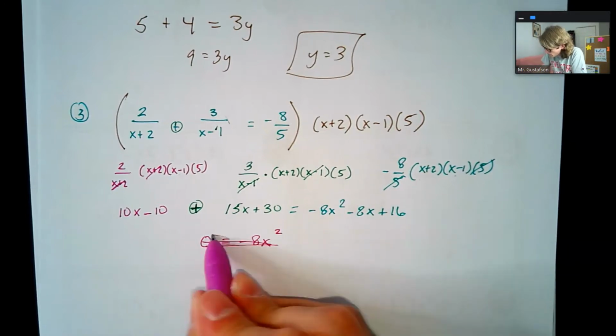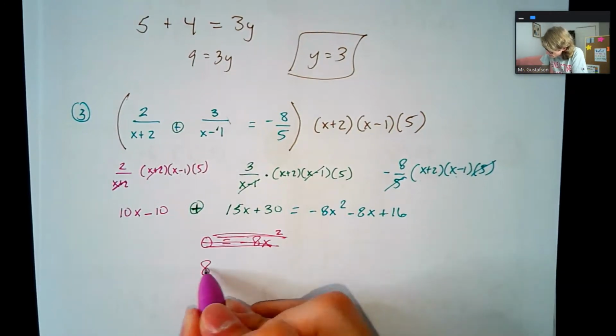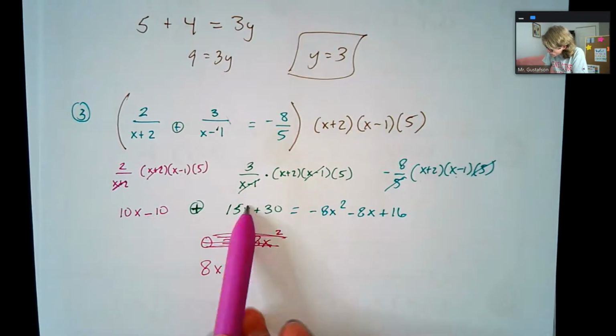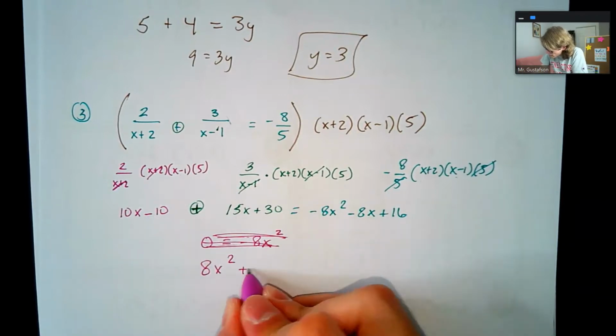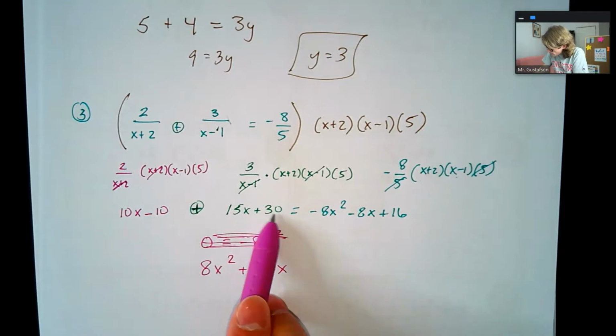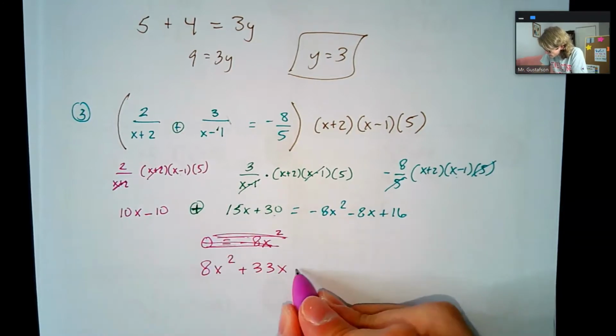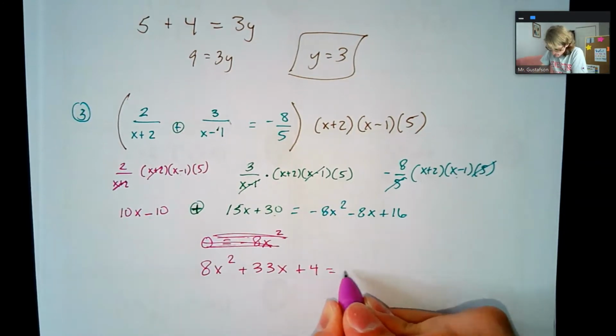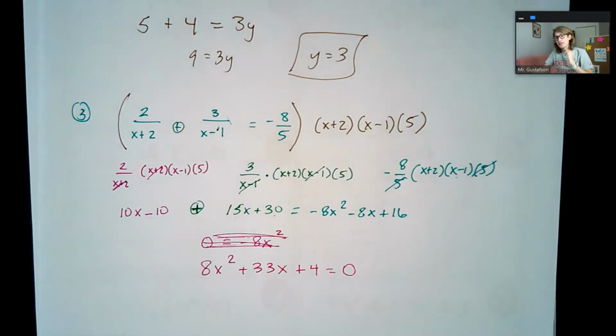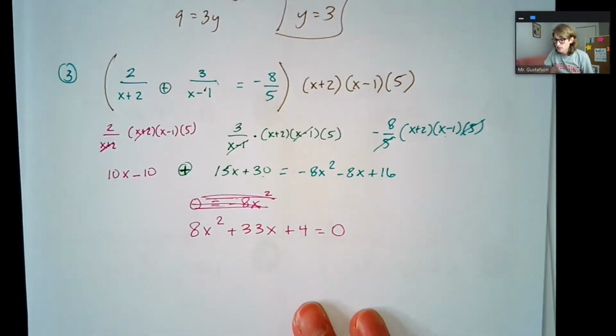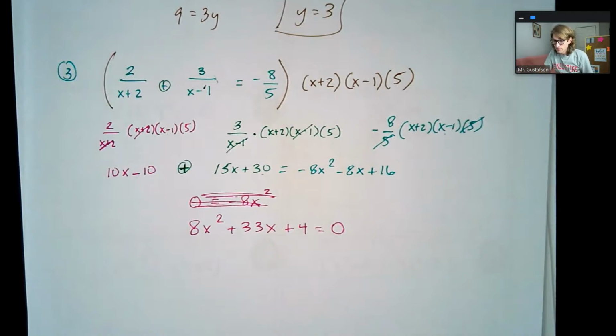Actually, you know what? I'm going to move everything to the left. 8x squared, 25 plus 8, plus 33x, minus 10, that's 20, minus 16. Is that plus 4? Equals 0. This happens to be factorable. I know you might not be able to tell by looking at it, but you could always use quadratic formula.